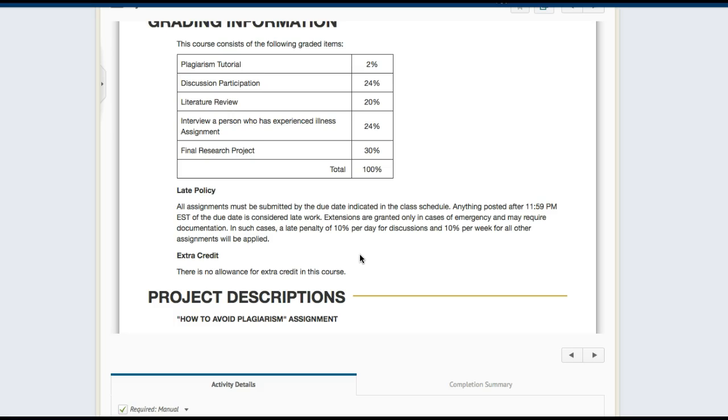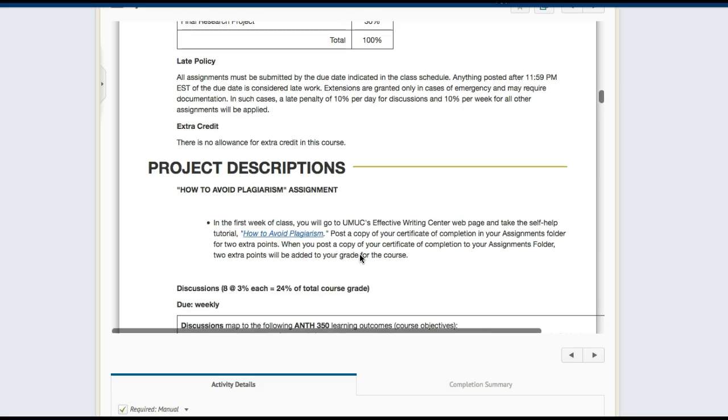Now that said, if you have a medical emergency, or an urgent situation arises as a result of your military service, I am more than happy to help you out and work with you within the policy of the University of Maryland here. So please make sure that you reach out to me as soon as possible if you think that you will be needing an extension of a couple of days. Those extensions again are granted only in cases of emergency and may require documentation. But please don't hesitate to reach out to me if you are in a situation where you're really requiring an emergency extension.